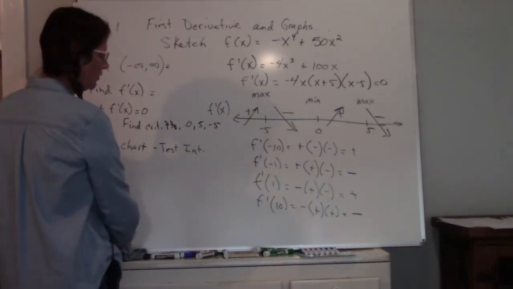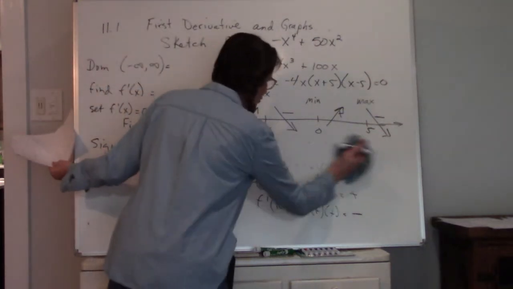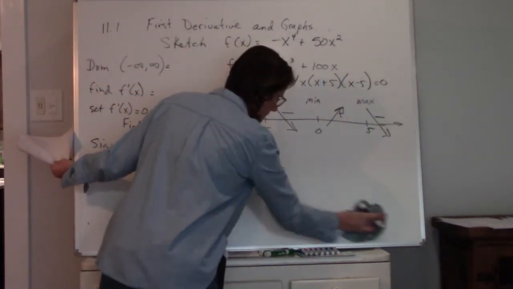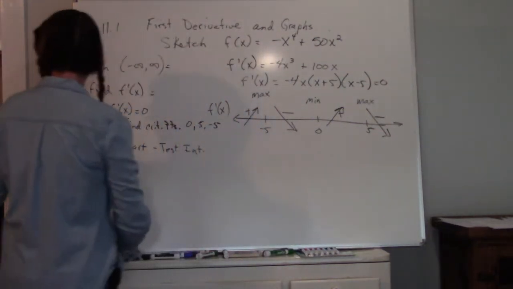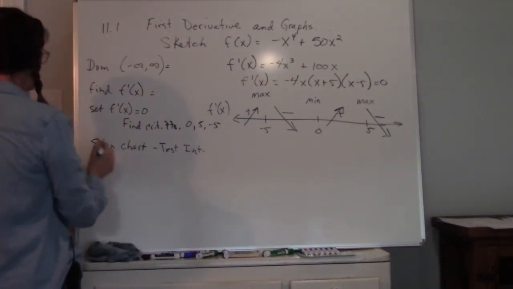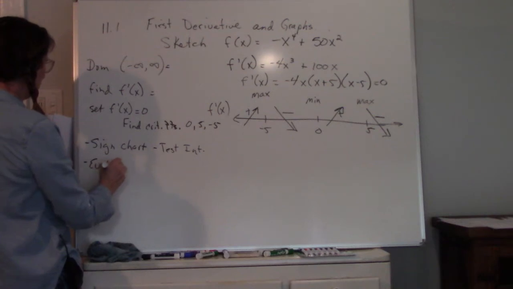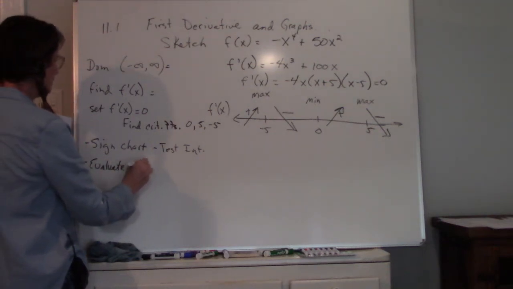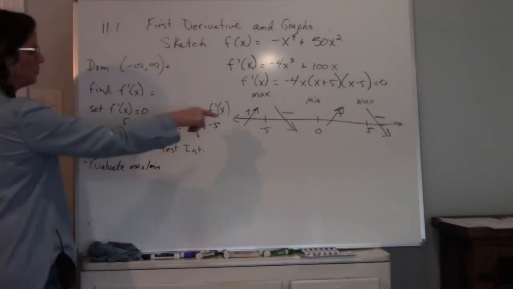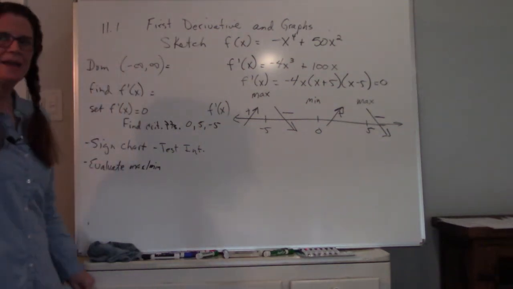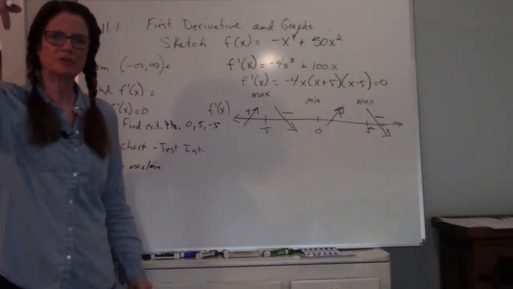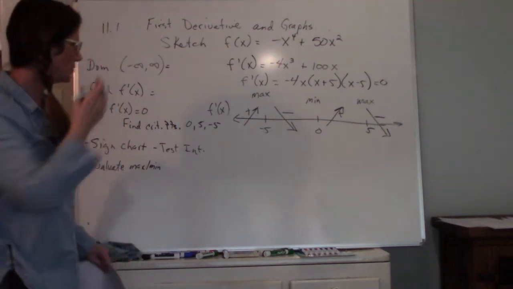Okay, so now I need to erase. I'm going to keep my test chart because it will help me graph. So the second to the last step is to evaluate your max and min. And all that means is you're plugging in your x value back into the original function. Remember, it's always back into the original function.